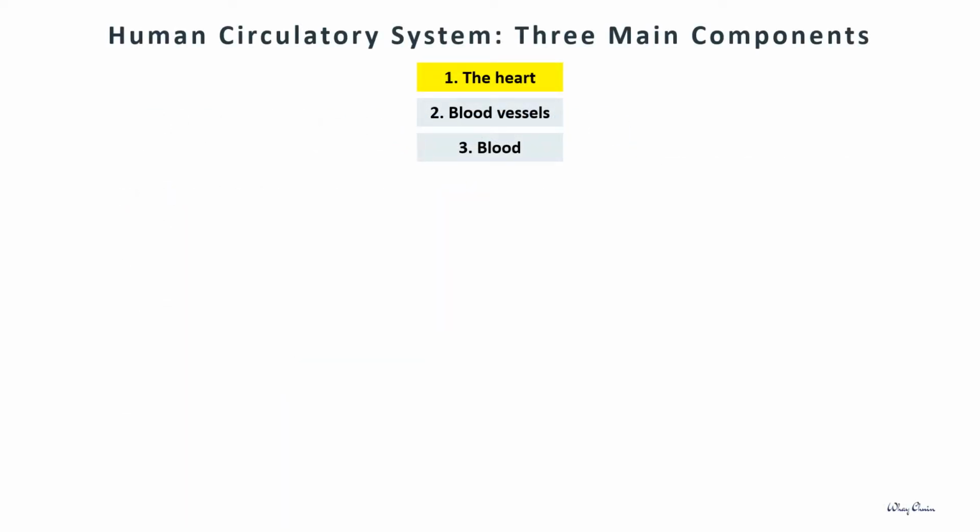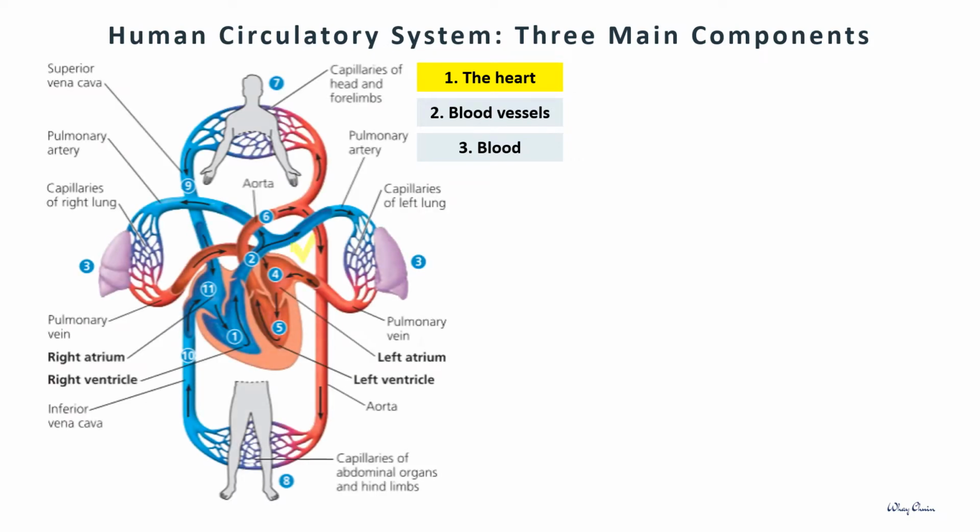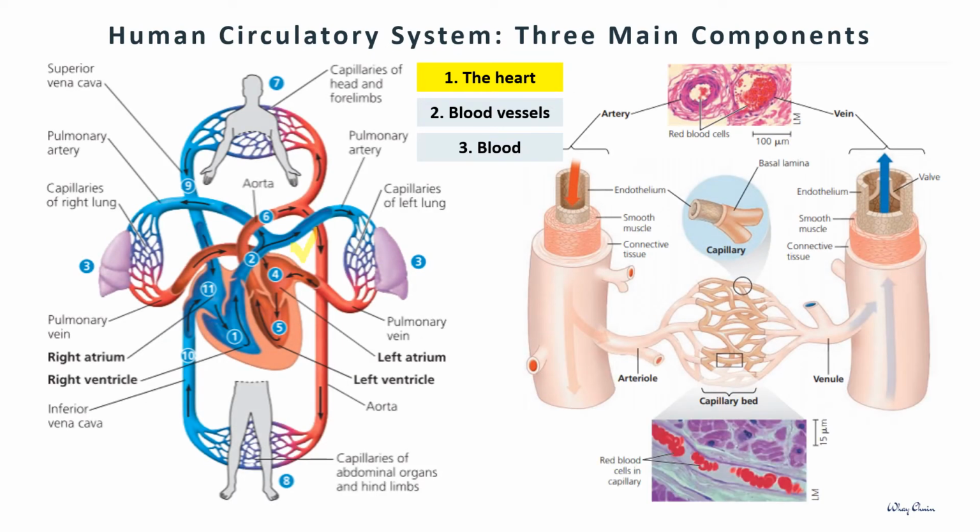There are three main components in the human circulatory system: the heart, blood vessels, which have three types, which are artery, vein, and the smallest in diameter, blood capillary. And blood is the tissue that functions as the transportation medium that flows in the heart and blood vessels.